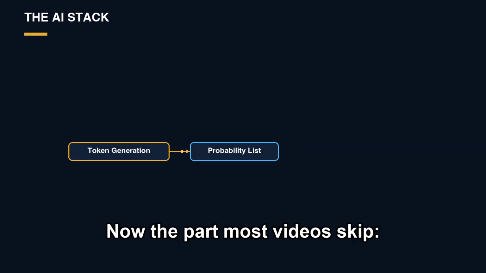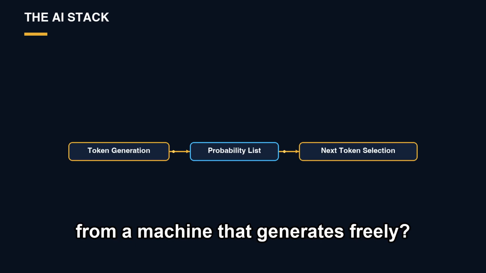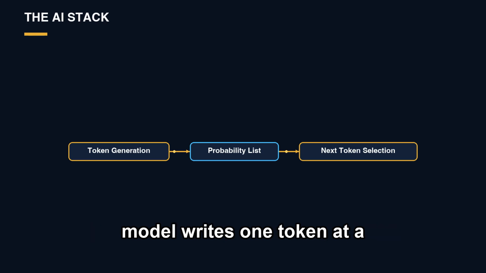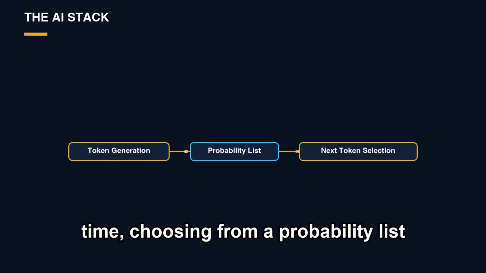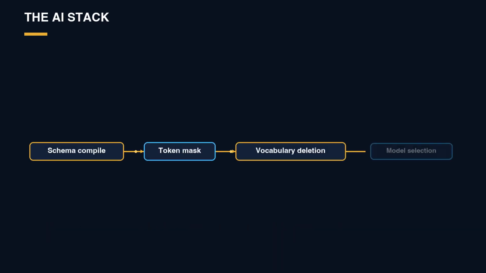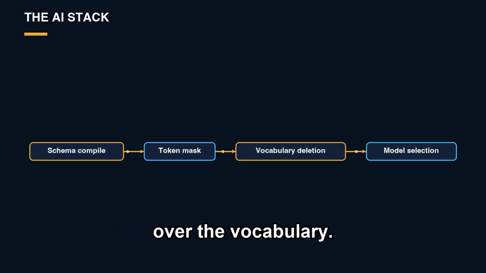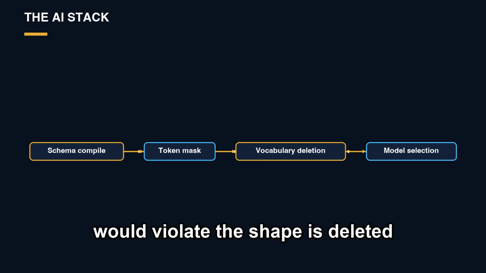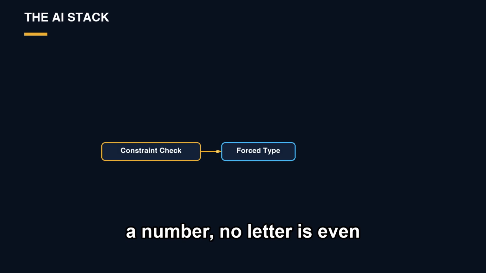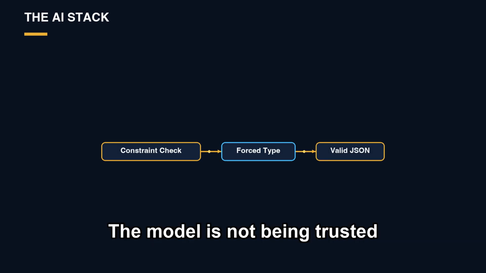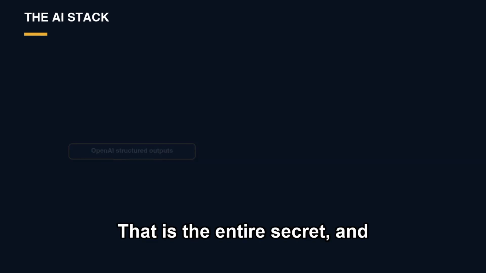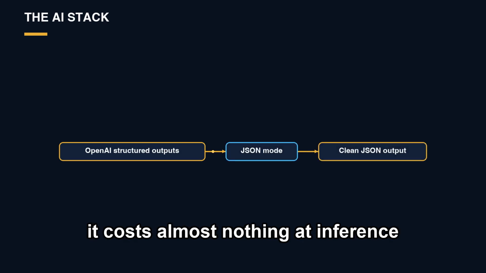Now the part most videos skip. How is a guarantee even possible from a machine that generates freely? Remember from episode 5 that a model writes 1 token at a time, choosing from a probability list at every step. Constrained decoding reaches into that exact moment. The schema compiles into a mask over the vocabulary. At each step, every token that would violate the shape is deleted from the menu before the model picks. If the next thing must be a number, no letter is even available to choose. The model is not being trusted to comply. It is physically unable to do anything else. That is the entire secret, and it costs almost nothing at inference time.